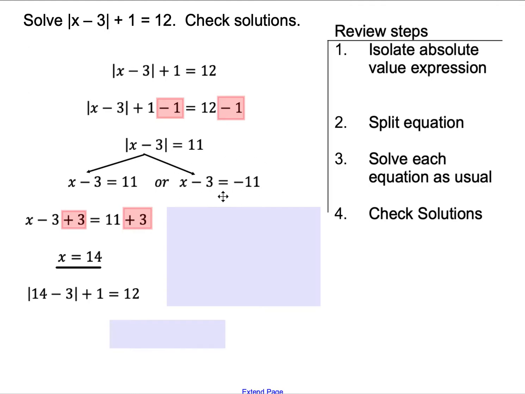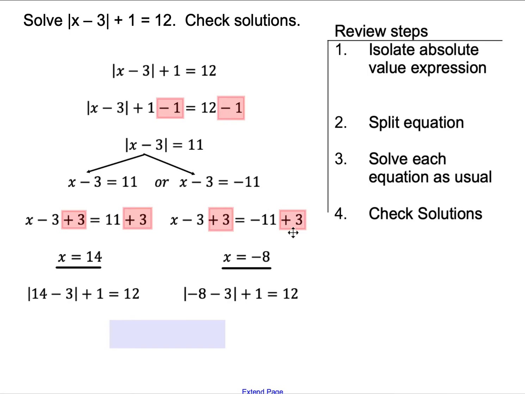Let's go and finish this one. x minus 3 is negative 11. We'll start by adding 3 to both sides. Negative 3 plus 3 is 0. That's gone. We just get x. Negative 11 plus 3 is negative 8. Let's try negative 8 and see if it works. Negative 8 minus 3 is negative 11. Absolute value of that is 11. 11 plus 1 is 12. That does work. So both of these answers work. So x could be negative 8 or x could be 14.